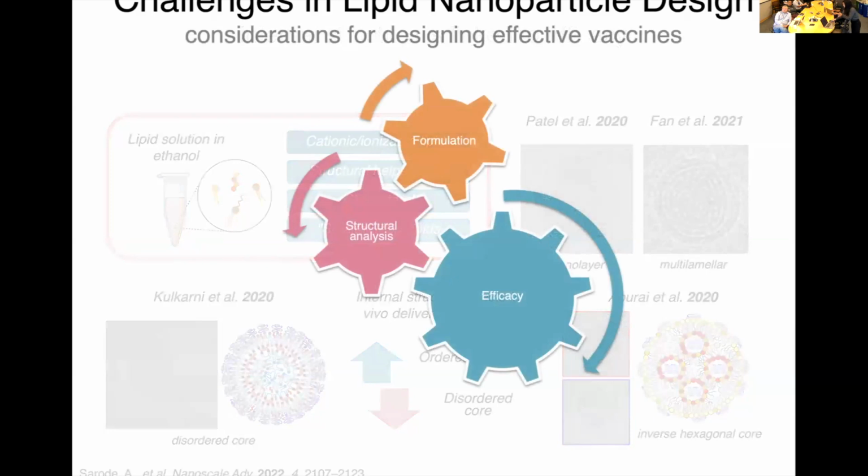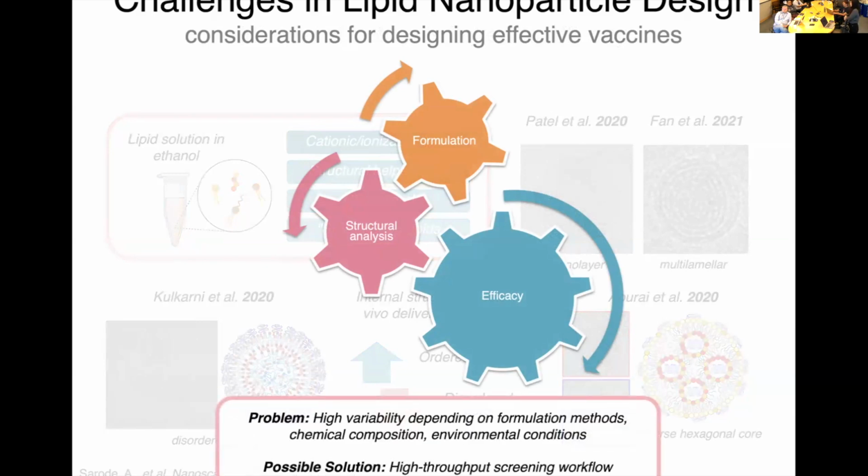So again, as I've just mentioned, we have all three of these factors that we want to take into consideration: formulation, structural analysis, and efficacy. But because of the high variability that comes from all of these various factors involved in formulating these particles, it's pretty hard for us to go about designing these lipid nanoparticles in a rational way. A possible solution here is to use a high throughput screening workflow to hit as many of these variables and factors as possible, and just build up that database of what creates better lipid nanoparticles, what creates better vaccines.